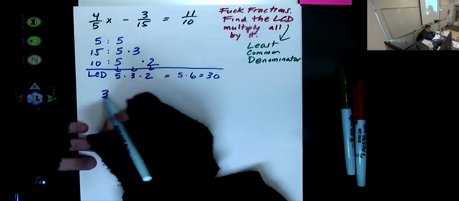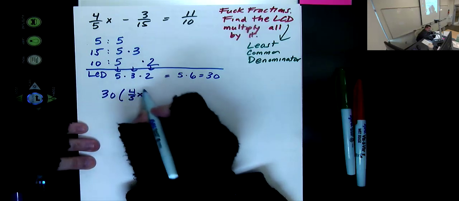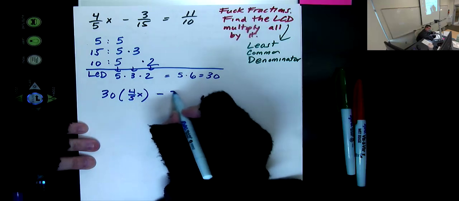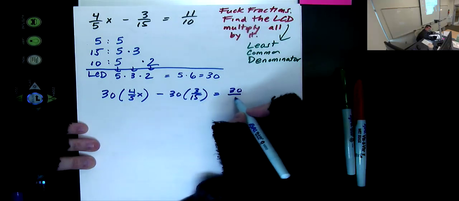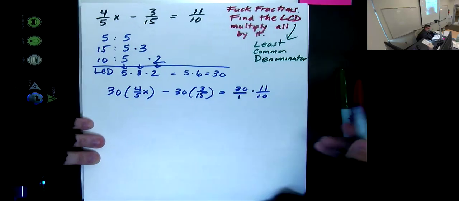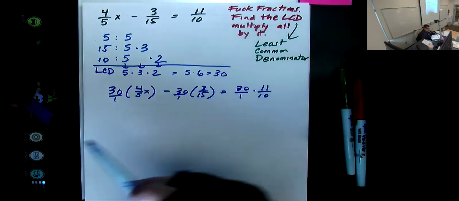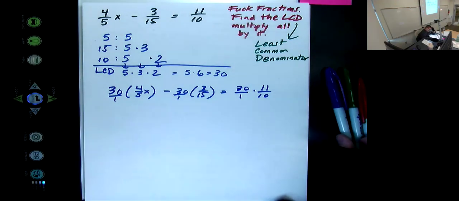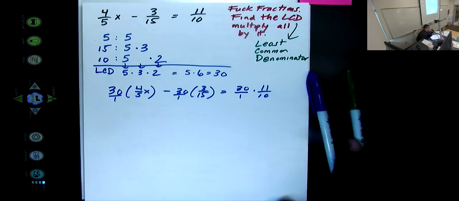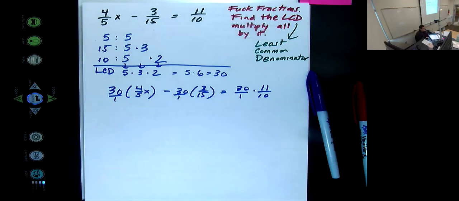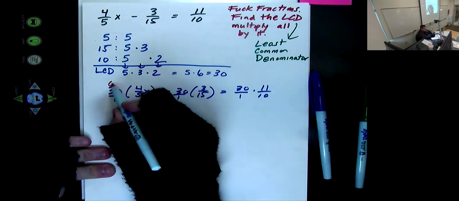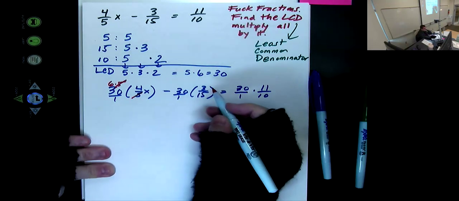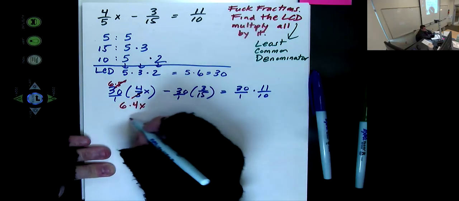I'm going to multiply each of those things by 30. I can make it a fraction like that. Now, this can be a pain. What we're really doing at this point is you want to simplify the 30 and the 5. The idea is to make the denominator of the bottom go away. 30 is 6 times 5, and we're going to cancel the 5s. And I have 6 times 4x, which is 24x.